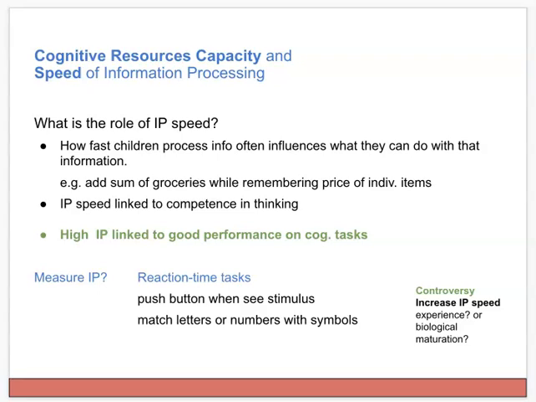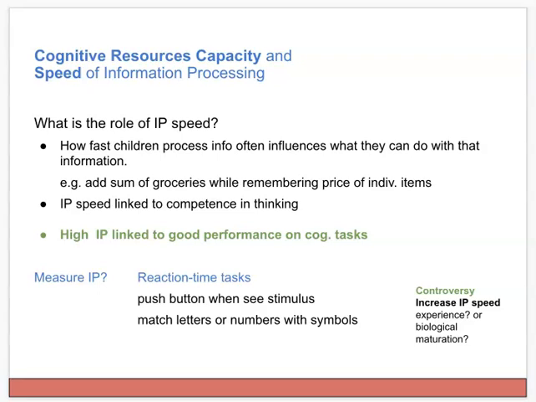Okay, so what is the role of IP speed? I guess I gave this example already. How fast children process information influences what they can do with it. So adding a sum of groceries while remembering the individual prices of the items. Okay, that's a very simple one. IP speed is linked to competence in thinking. That makes sense, right? And high IP is linked to good performance on cognitive tasks. So the faster you can process information, the better you perform on cognitive tasks.